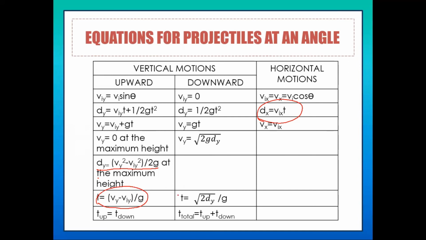Okay? But remember, in order to get the total time, okay, t up plus t down, that gives you the total time. But this is just for the upward motion. Okay? Pero t up is just equal to t down. So, you just simply multiply it to 2 para makakuha ka ng total time. Okay? Hopefully, nasusundan si sir. So, copy natin yan.